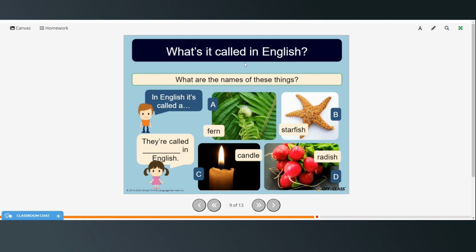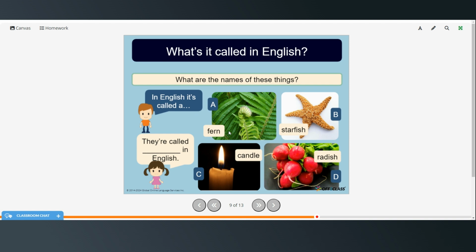So this can be a helpful phrase if you see a picture of something or you see something and you don't know what the English word for it is. You can ask, what is this in English? And the answer would be, it's called a, or they're called, and then the plural in English.